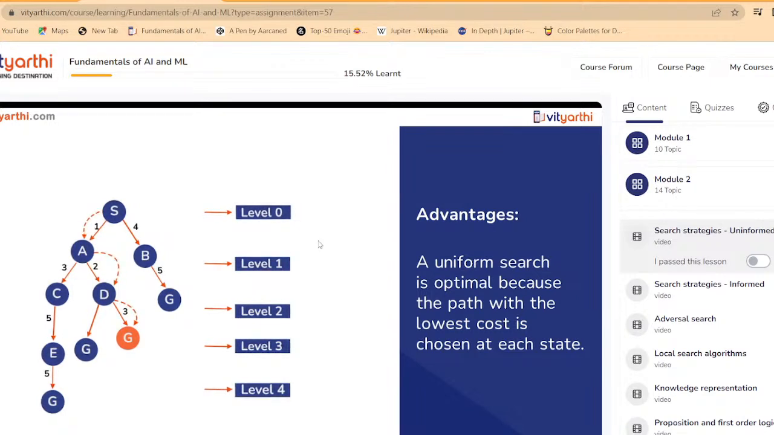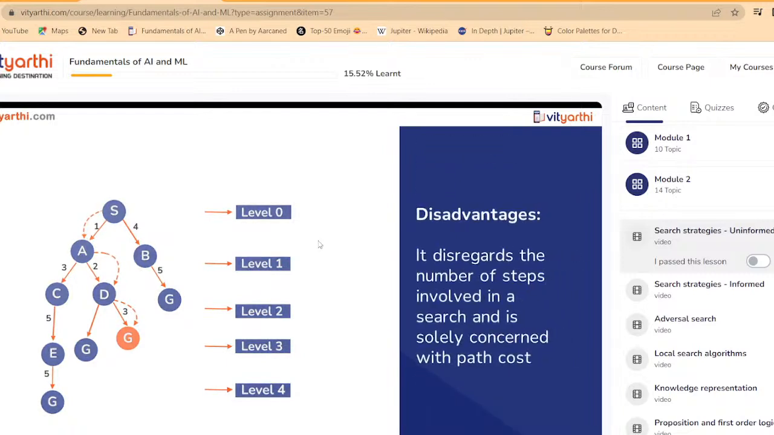The major drawback of this method is that it disregards the number of steps involved in a search and is solely concerned with the path cost. This may cause the algorithm to become stuck in an infinite loop.